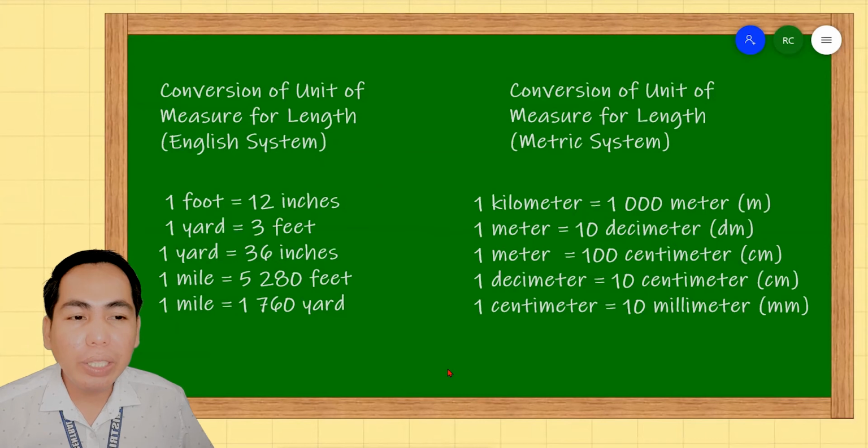We have also here the conversion of units of measure for length in the metric system. 1 kilometer is equivalent to 1,000 meters. 1 meter is equivalent to 10 decimeters. 1 meter is also equivalent to 100 centimeters. 1 decimeter is equivalent to 10 centimeters. And 1 centimeter is equivalent to 10 millimeters.